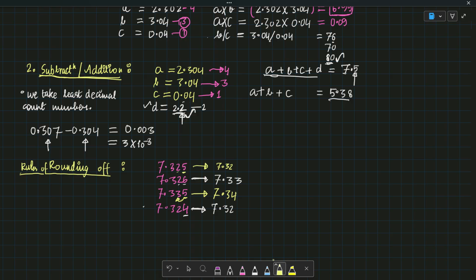So these are the simple rules: if the previous digit is even, then drop 5. If it is odd, then raise it by 1, and then drop 5. Hopefully you understood the rule of rounding off. How do we round off? If you have any doubt, please ask.